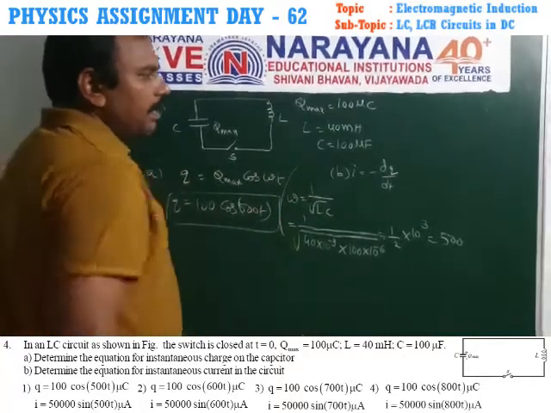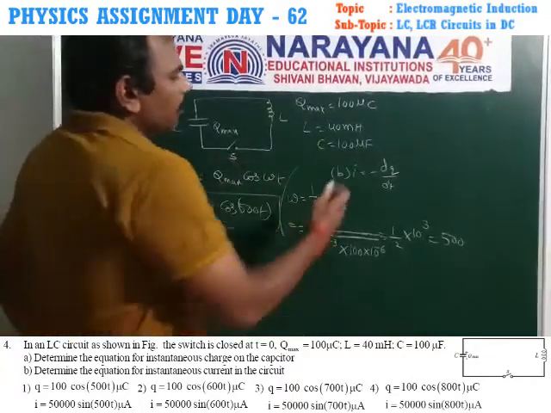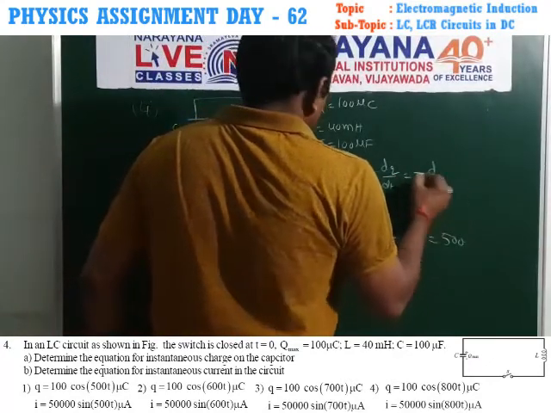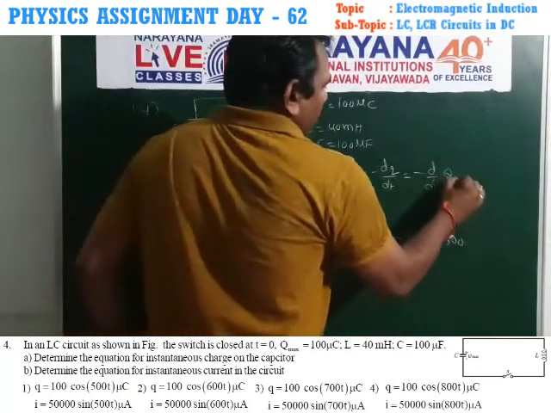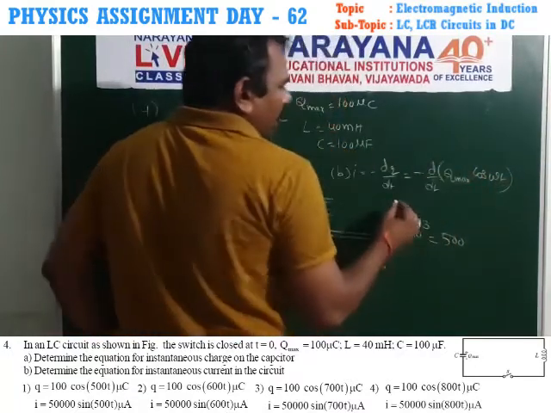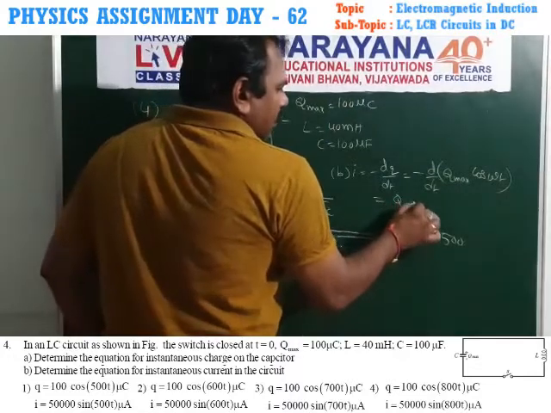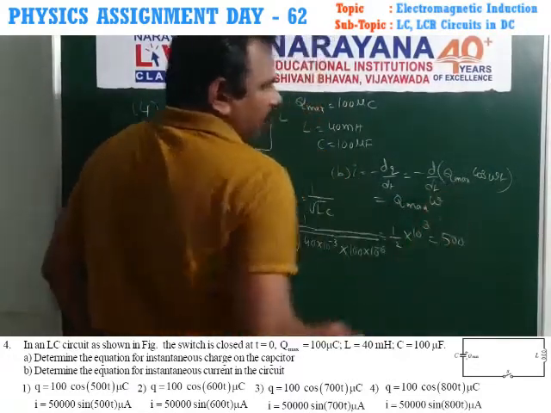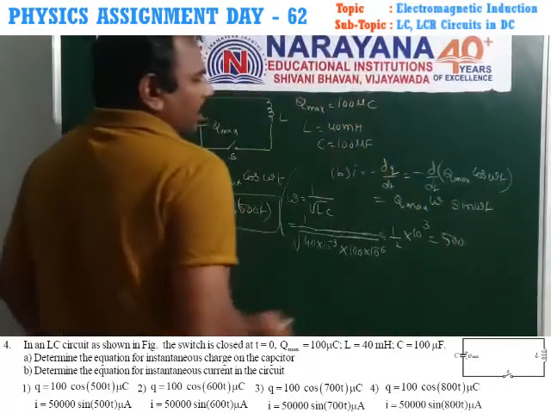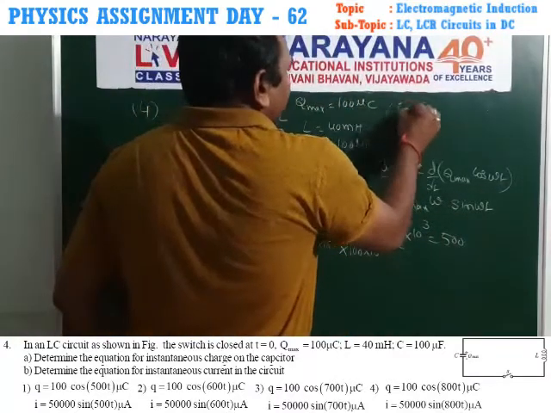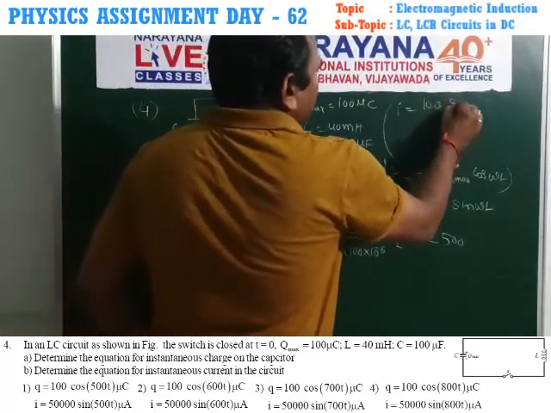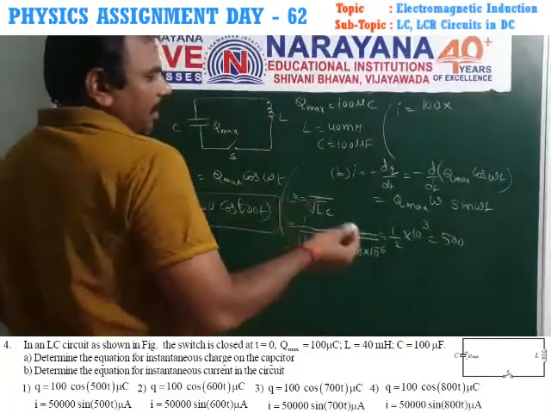So how to find the current? Current I is equal to minus dq by dt, minus d by dt of the charge. The charge is q maximum into cos of omega t. So finally we get q maximum into omega into sin omega t. Here the current in the circuit I is equal to q maximum value, 100, into omega value, 500.